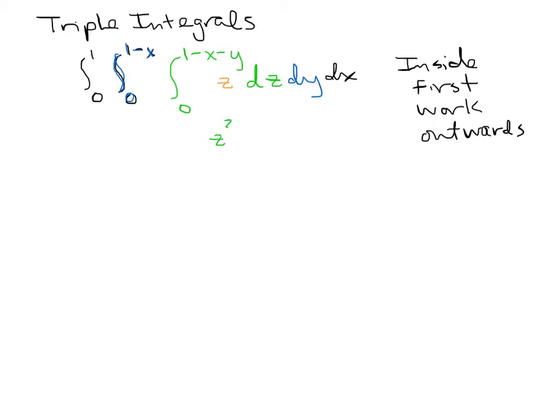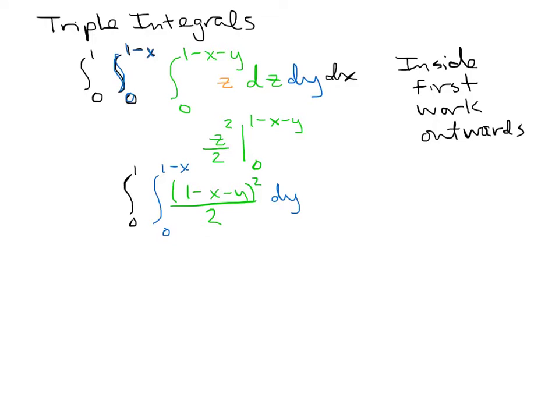So that would be z squared over 2, and we're going to have to evaluate that from 0 to 1 minus x minus y. We can plug that in: 1 minus x minus y, all squared, divided by 2. And then we still have these other integrals to worry about. We're going to have to now integrate from 0 to 1 minus x with respect to y. And then after that, we're still going to have to integrate from 0 to 1 with respect to x.